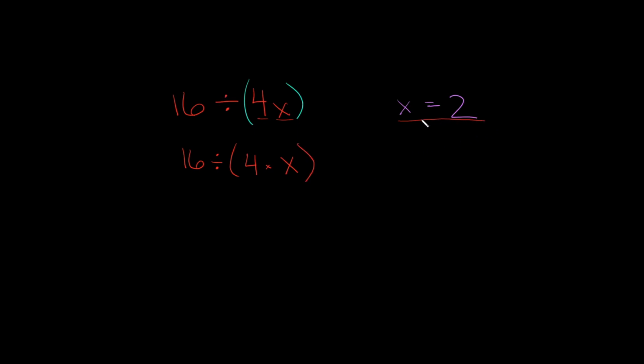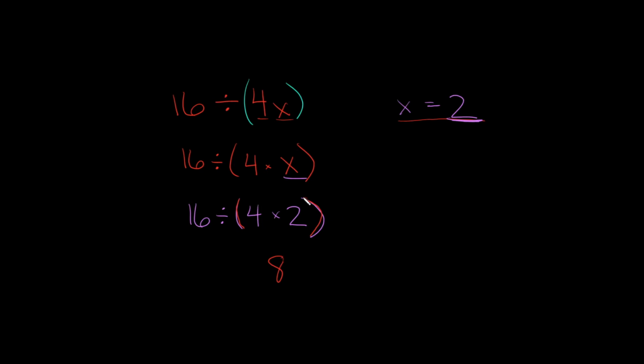Okay, so now I'll plug in this 2 for this x right here. So I'm going to simplify this again, and it's going to be 16 divided by 4 times 2. Okay, now what's my next step? Well, if you remember your order of operations, you always do parentheses first, right? So since we have parentheses right here, that's where we're going to start. Okay, so what's 4 times 2? Well, that's equal to 8, right?